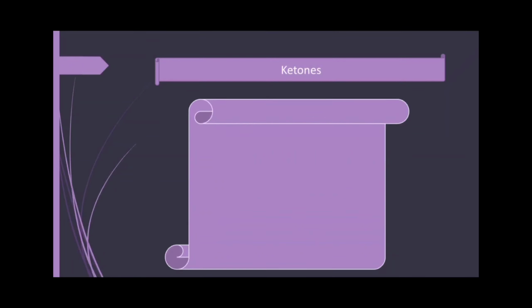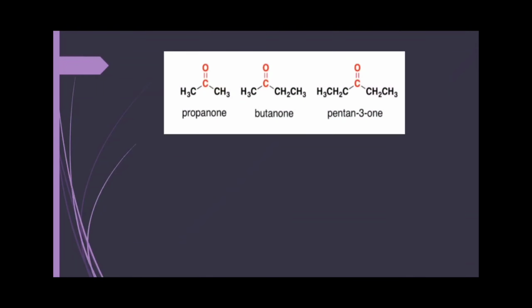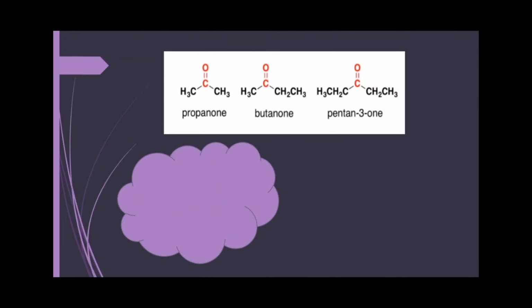Ketones. In ketones, the carbonyl group has two hydrocarbon groups attached. Again, these can be either alkyl groups or ones containing benzene rings, just like the aldehydes. We'll concentrate on those containing alkyl groups just to keep things simple. Here are some examples of ketones. Notice that ketones never have a hydrogen atom attached to the carbonyl group.